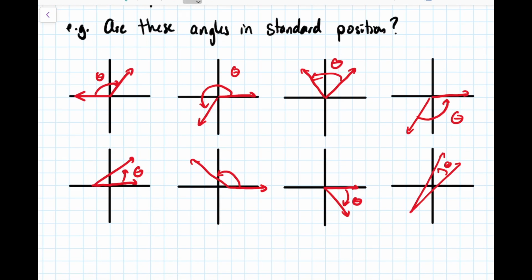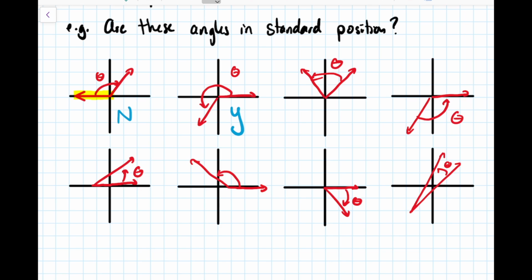All right, so we've got 8 angles here. If you want to do this yourself, feel free to pause me here, but if not, I'm just going to go through them now. The first one in the top left is not in standard position, because our initial arm is on the negative x-axis, not the positive x-axis, so that one's a no. Our second one is great: initial arm's in the right spot, vertex is all good, so that one's a yes.